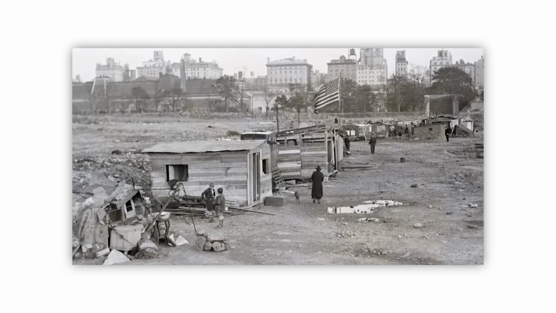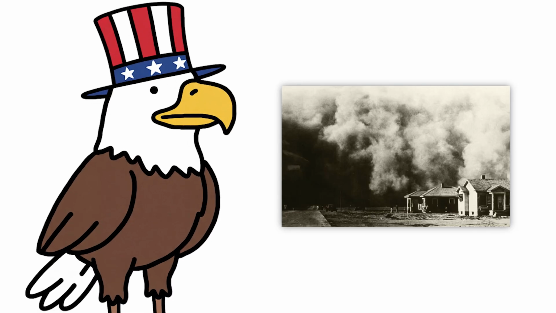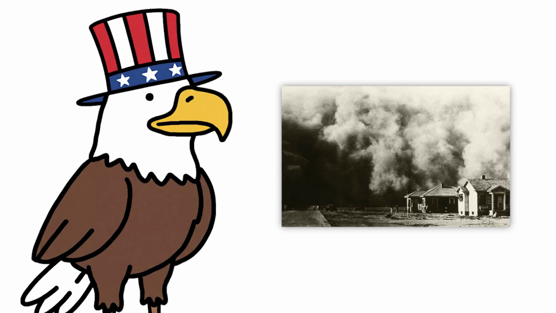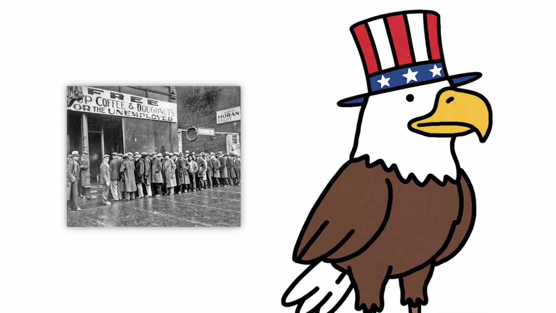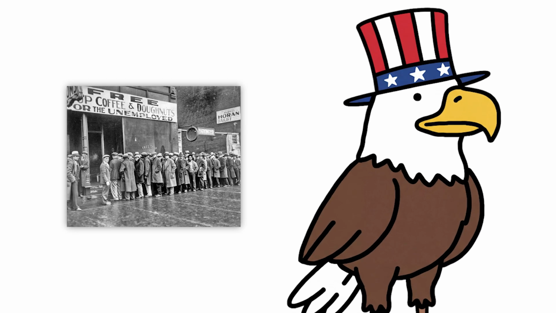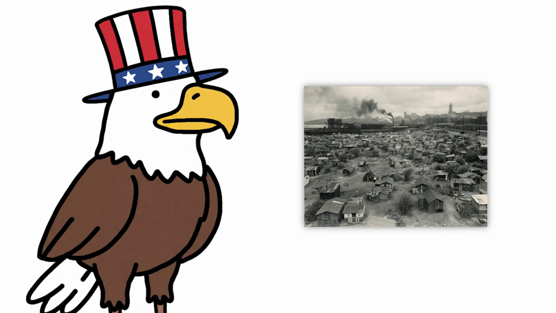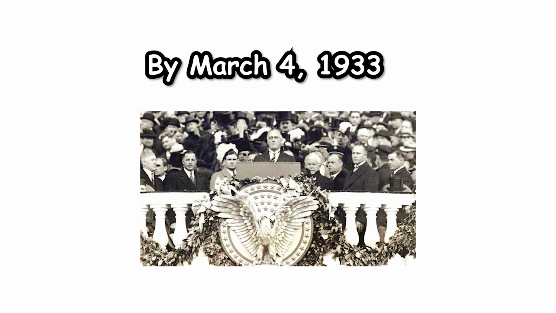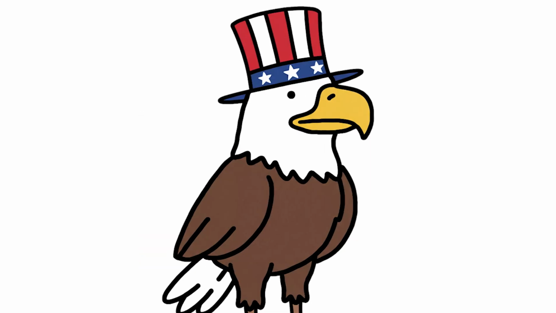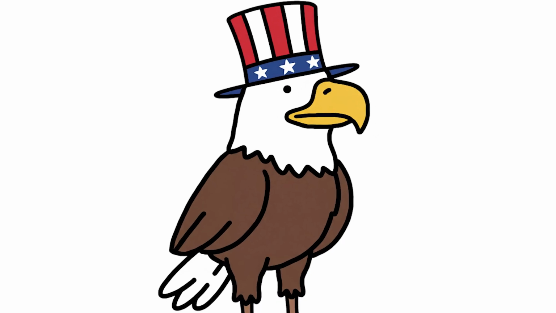The human reality was staggering. Hoovervilles, shantytowns built from packing crates and abandoned cars, spread across the country. Great Plains families, crushed by both the Depression and the Dust Bowl, abandoned their farms and migrated to California chasing survival. Unemployed teenagers rode the rails as hobos. Factories shut, farms foreclosed, mines went silent. By March 4th, 1933, when Roosevelt was inaugurated, the banking system had fully collapsed and prices had fallen to a third of their 1929 levels.